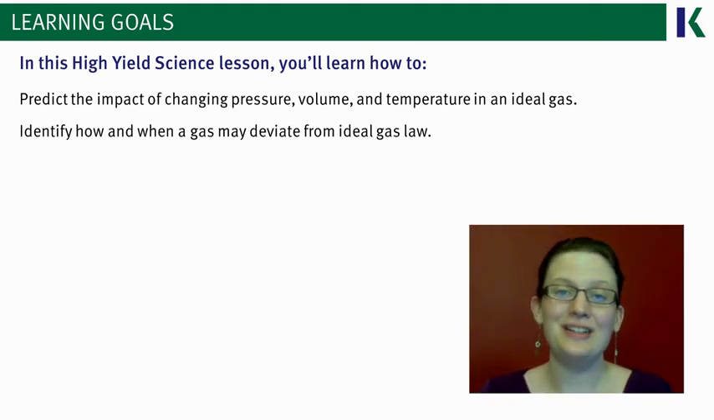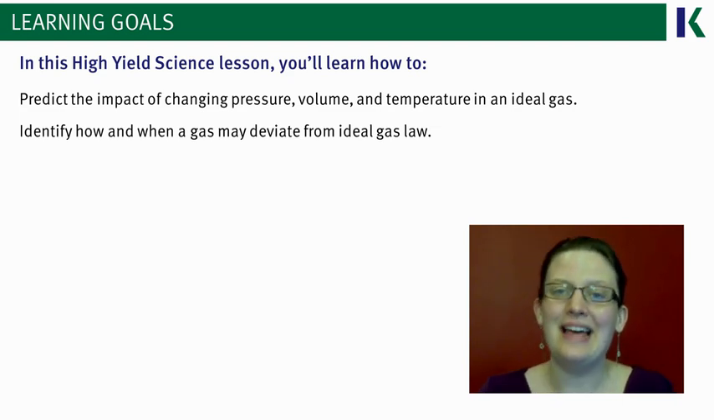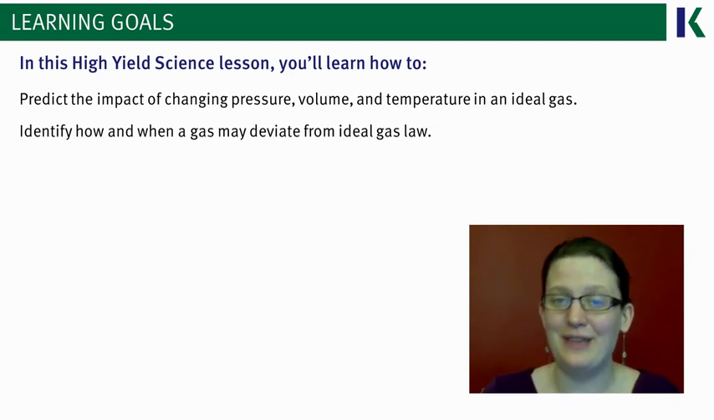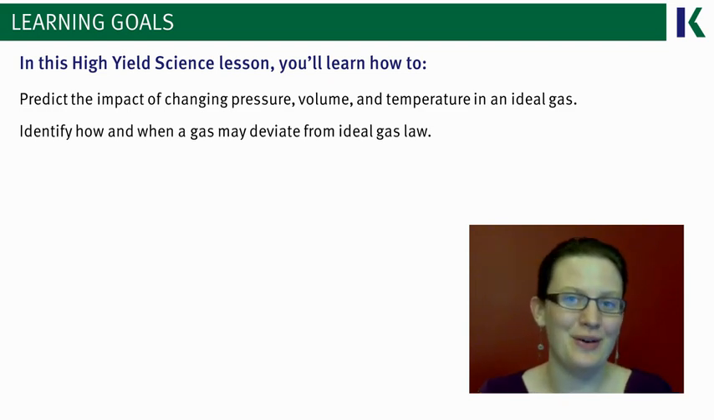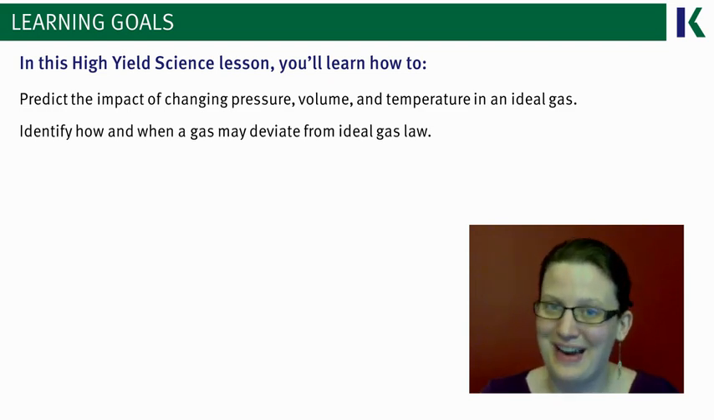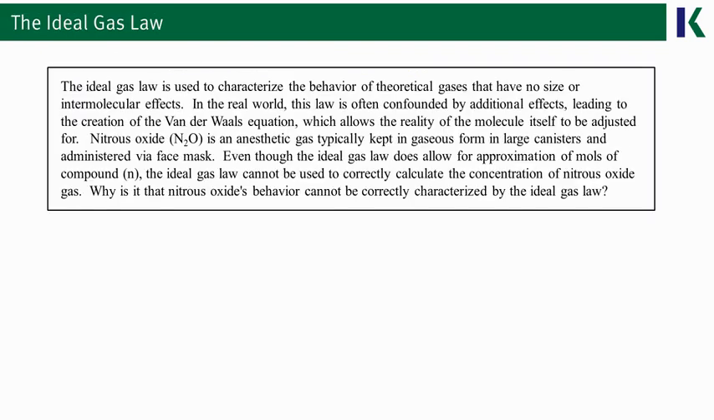In this lesson, we're going to take a look at the ideal gas law itself and what it can tell us about relationships between different variables. Then we're going to explore an example and really take a look at how a gas may deviate from ideal behavior. And of course, we're going to see how critical thinking might save the day in a non-ideal gas situation. Go ahead and read through the scenario in your lesson book.